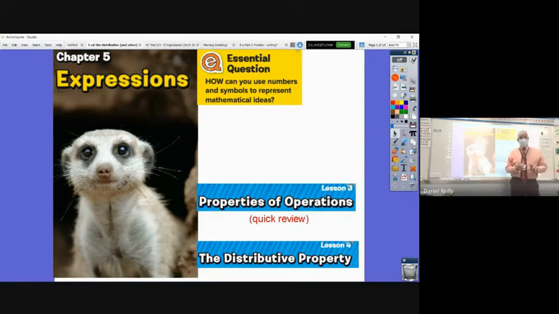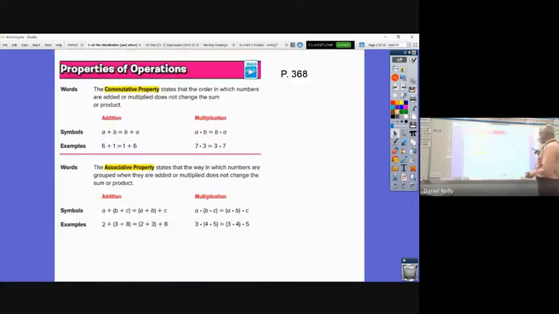Those properties, associative, commutative, and identities, only work for what operations? Multiplication or addition, okay? Those properties only work for multiplication or addition, which is why we change everything to addition or multiplication, right? If I have a subtraction, I change it to an addition problem. Keep, change, change. If I have division of fractions, I change it to a multiplication problem. Keep, change, flip, okay? That's because then I can use these properties, all right?